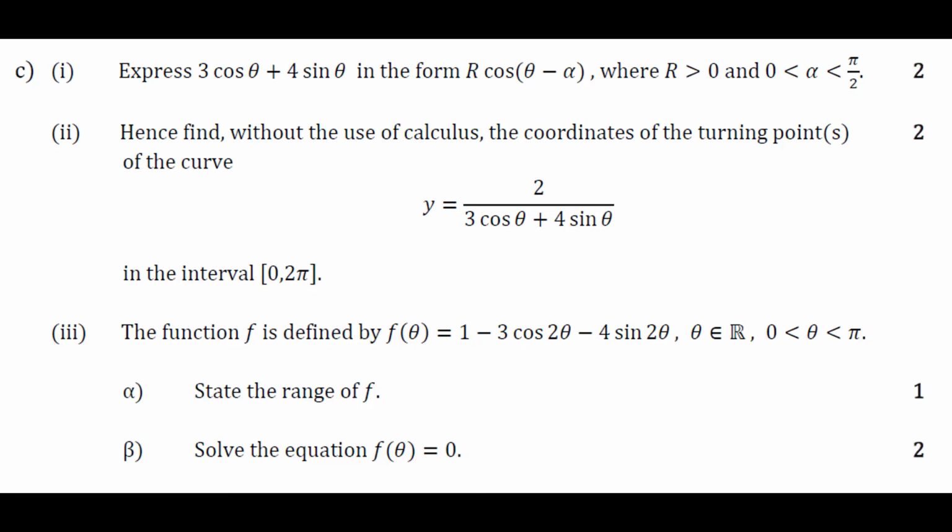So here for part 3 beta, we're being asked to solve the equation f theta equals 0, where we were told at the beginning of part 3 that f theta is equal to 1 minus 3 cos 2 theta minus 4 sine 2 theta, and theta having the domain between 0 and pi. So yeah, let's take a look.